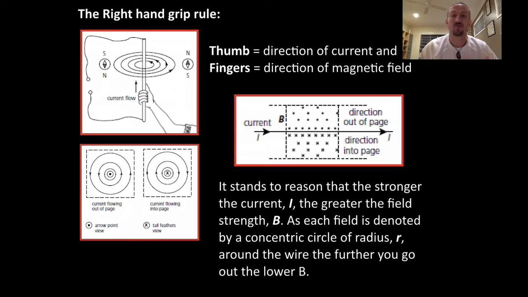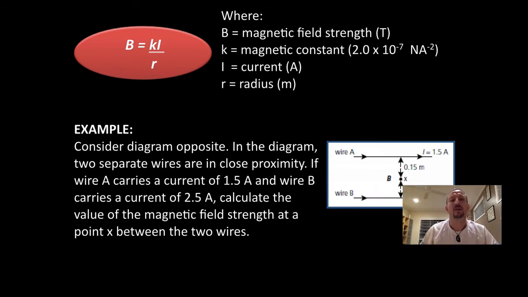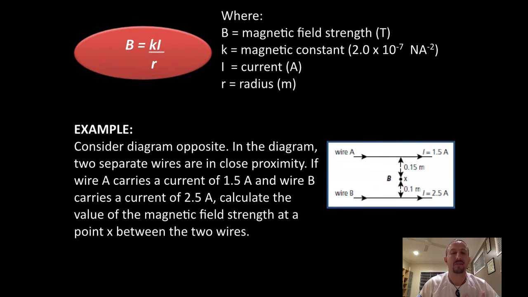It stands to reason that the stronger the current, the greater the field. And as the field is denoted by concentric circles of radius r, as we go further away, we increase the actual radius. The result is we would expect the magnetic field strength to decrease. So there's a calculation that we can utilize. B, the magnetic field strength in Tesla, equals our magnetic constant, which is 2 times 10 to the negative 7 newtons per amp squared, times the current divided by the radius in meters.